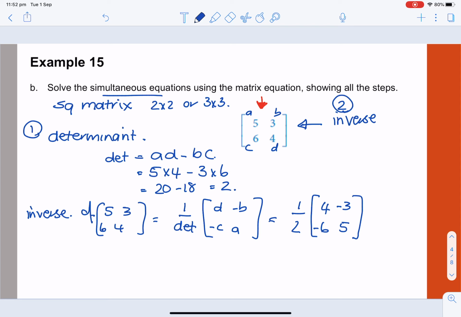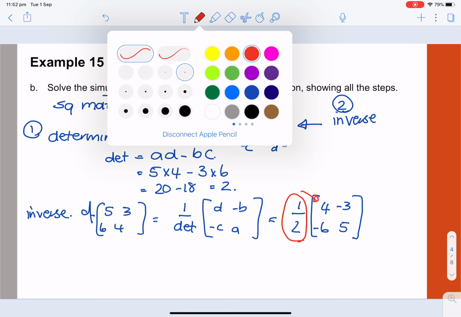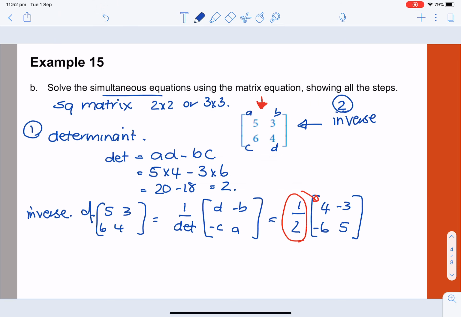Then what I do is I multiply through. I do a scalar multiplication. So I multiply this half out the front by every element in the matrix. So half times 4 is 4 on 2, which gives me 2. Negative 3 times a half is negative 3 on 2. Negative 6 on 2 gives us negative 3, and 5 on 2 is 5 on 2.